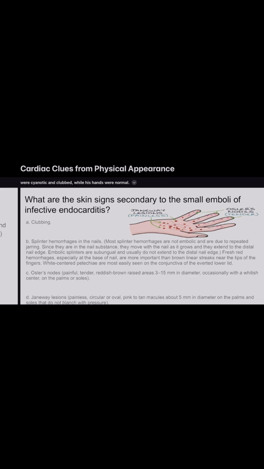What are the skin signs secondary to the small emboli of infective endocarditis? So we can see clubbing in infective endocarditis and splinter hemorrhages of the nail. Osler nodes are painful and tender, reddish brown raised areas up to 3 to 15 mm in diameter, occasionally white in the center, on palms and soles.